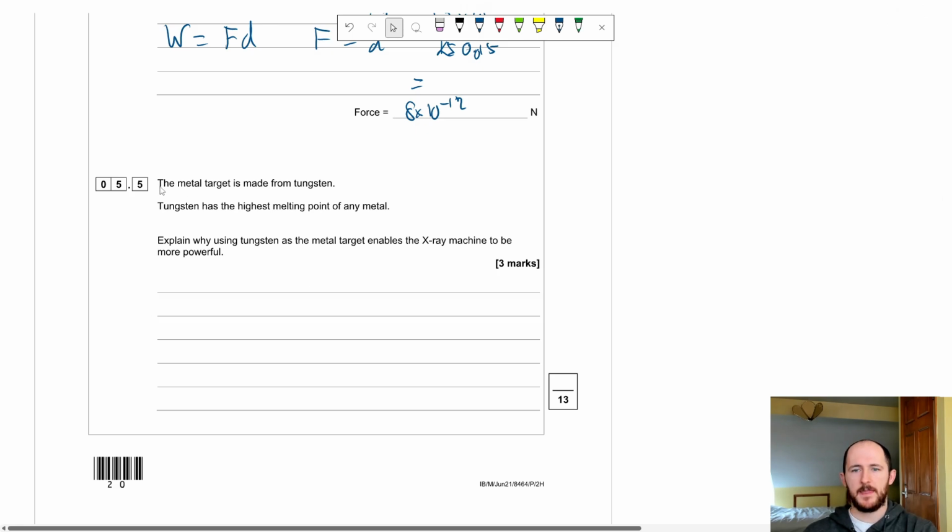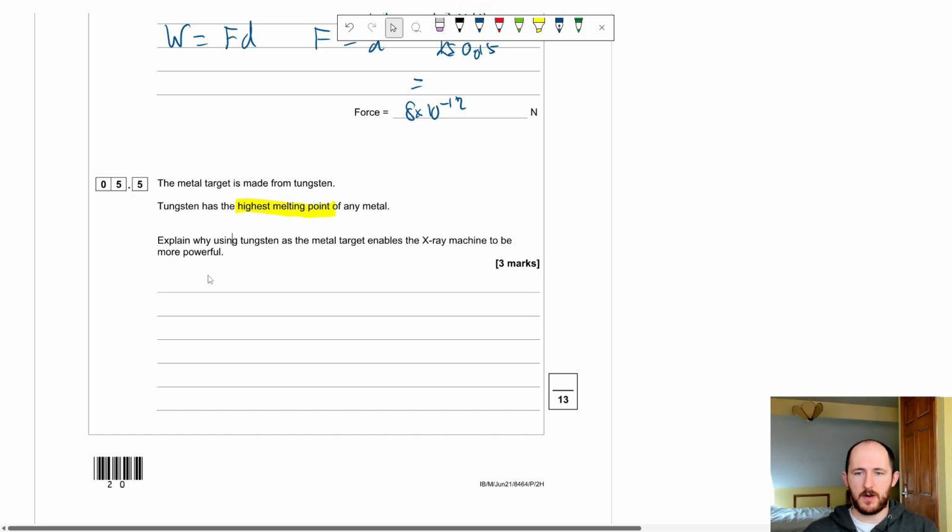Now, the metal target is usually made from tungsten because it has the highest melting point of any metal. So why does this enable the X-ray machine to be more powerful? Well, again, look at what they've given you. They've told you it has the highest melting point. That must be relevant. So in this case, well, if you imagine you're hitting this metal over and over and over and over again, the metal is going to heat up. It also says it enables the X-ray machine to be more powerful.